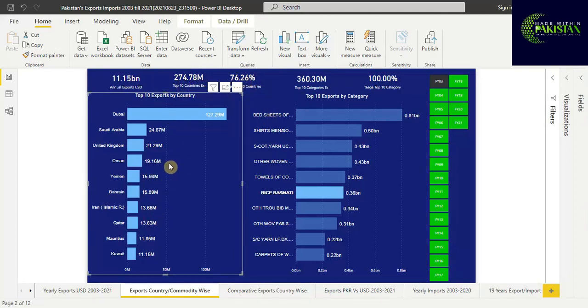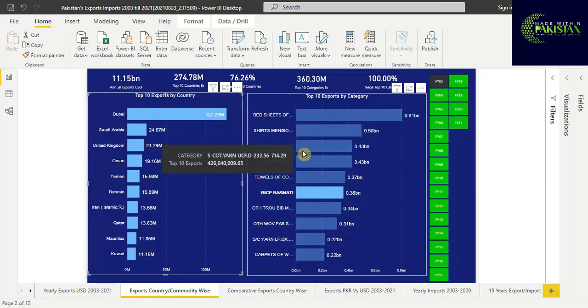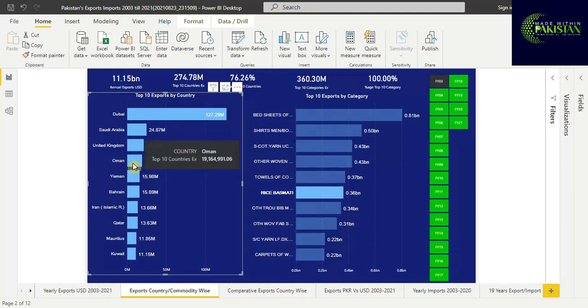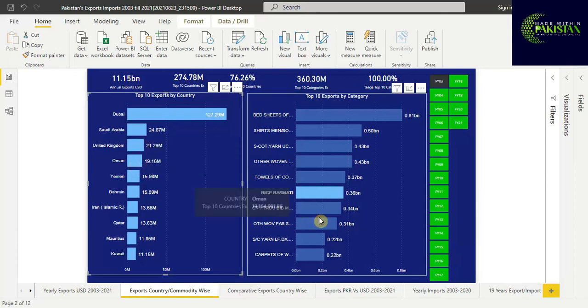There is another difference as well. The rice exporters are majority Dubai, Saudi Arabia, Oman, Yemen, Bahrain, Qatar, Kuwait. Means the majority of the rice were exported to the Middle Eastern countries, and the rest are a mix. For example, America, United Kingdom, Germany, for the textile products. But in case of this rice, Middle Eastern countries are the major importers.